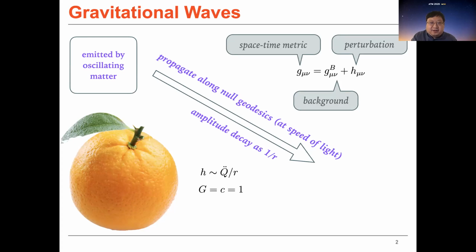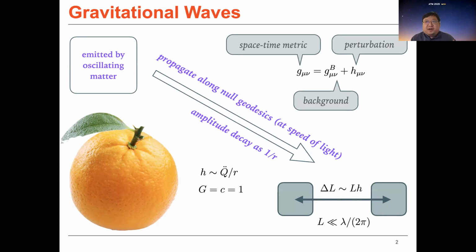The leading order emission is quadrupole radiation. And then the gravitational wave causes changes in relative positions of free test masses. The amplitude of the wave basically corresponds to the strain it induces between objects.